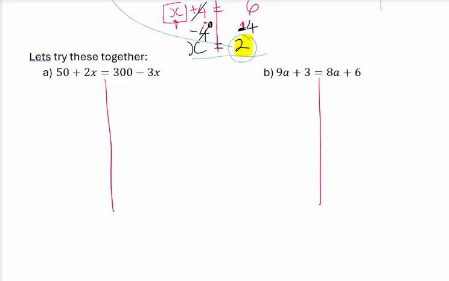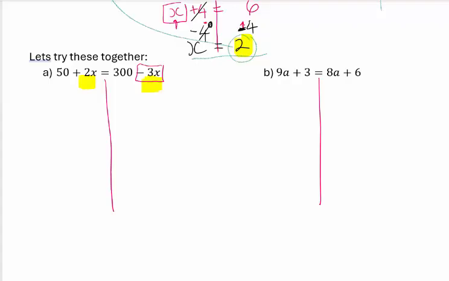So now we're going to try these ones. So looking at A, this is 50 plus 2x equals 300, take 3x. So my strategy is, what's easy to get rid of? The plus 2x or minus the 3x? I know this sounds counterintuitive, but I feel like it's easier to get rid of the negative 3x because we don't like dealing with negative things in algebra.